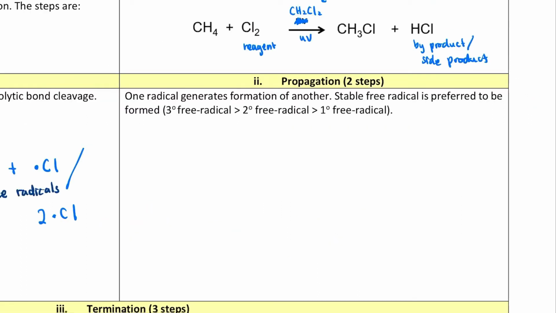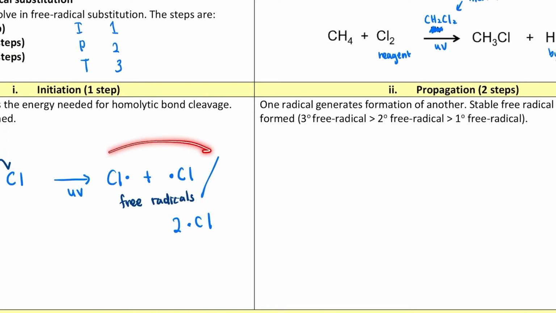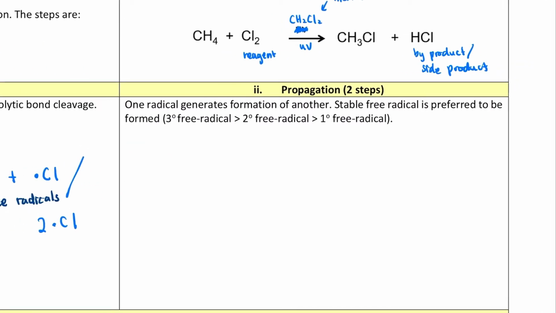So the next step is propagation. In propagation there are 2 steps. One radical generates the formation of another. Tadi kita menghasilkan this free radical, so this free radical will generate another free radical. Dekat propagation step dia, stable free radical is preferred to be formed.